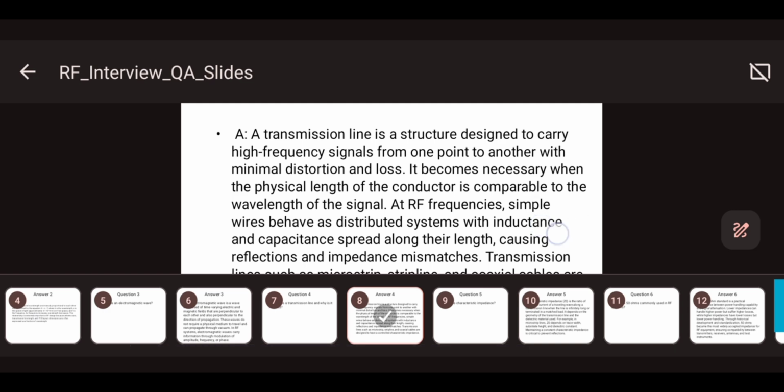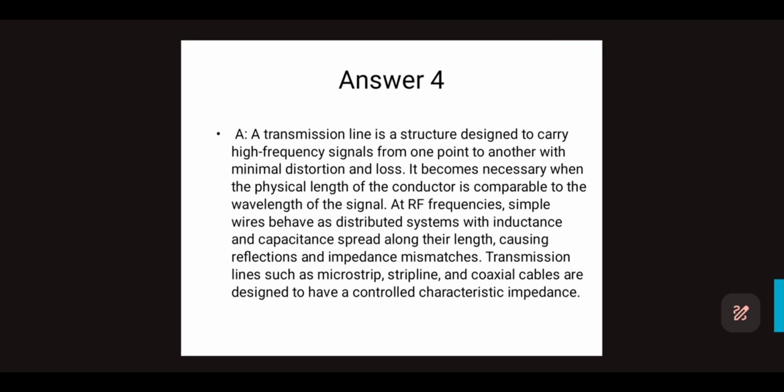A transmission line is a structure designed to carry high frequency signals from one point to another with minimal distortion and loss. It becomes necessary when the physical length of the conductor is comparable to the wavelength of the signal.